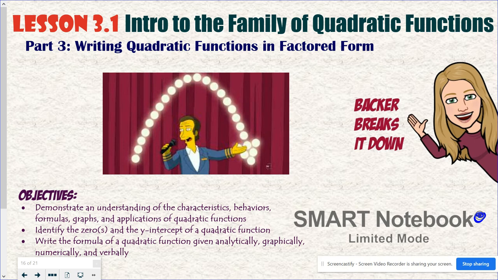In this episode, we are still working with quadratic functions, but now we're going to write a quadratic function in its factored form.